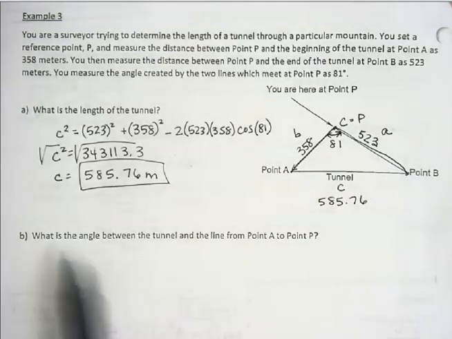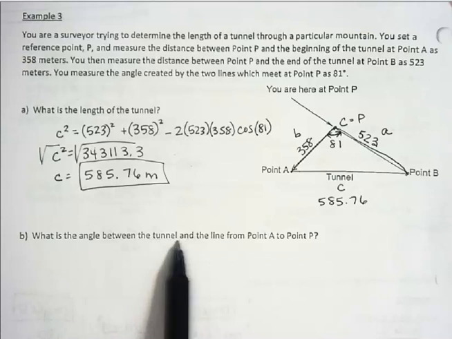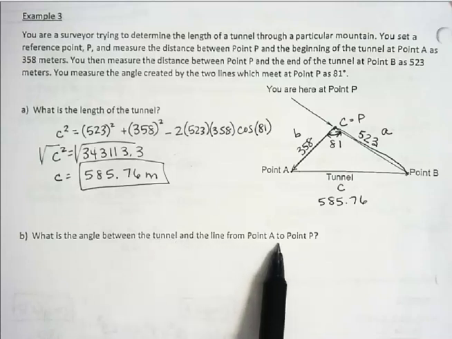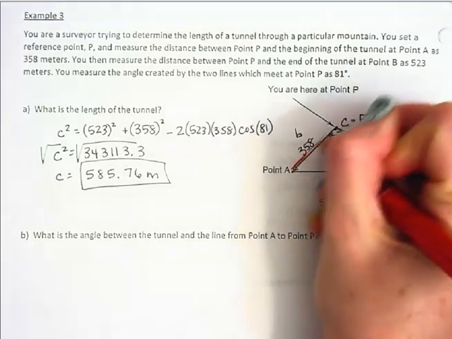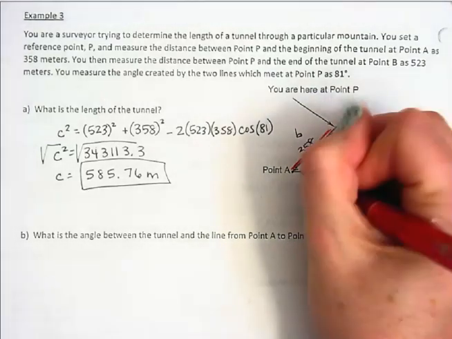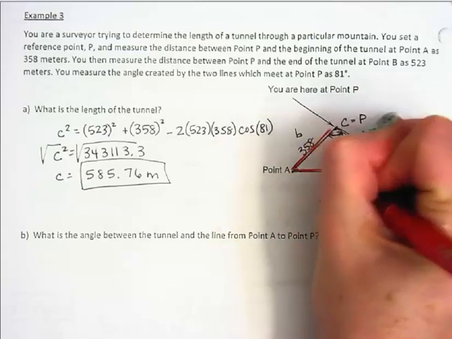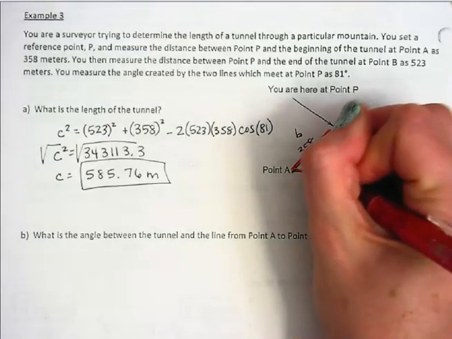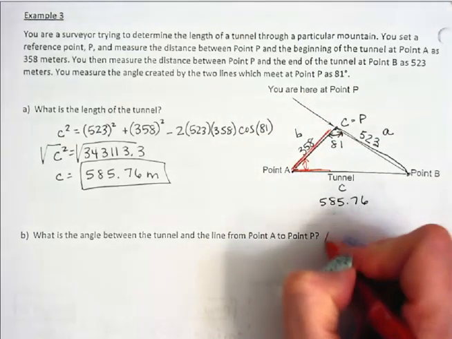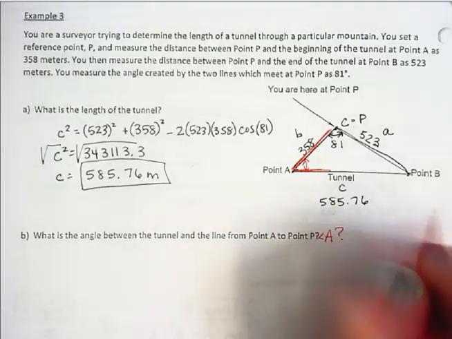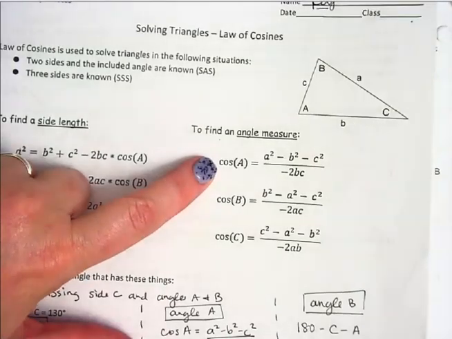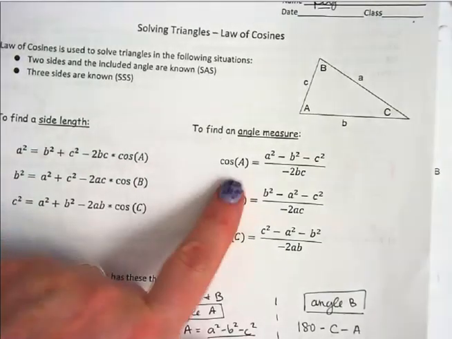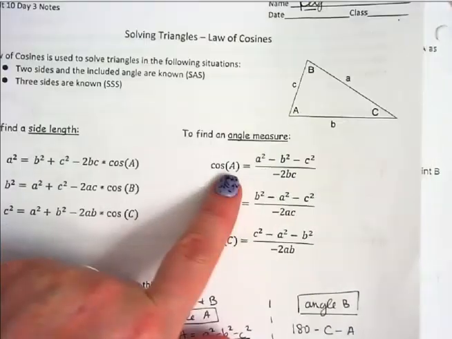And then this last question, what is the angle between the tunnel and the line from point A to point P? So here's my line from point A to point P, and here's the tunnel. So this is the angle that I'm being asked for, angle A. So pause your video for a moment and try that by yourself. Since you're being asked to find an angle, you're going to use one of these formulas on the right, specifically this one right here that says cosine A.